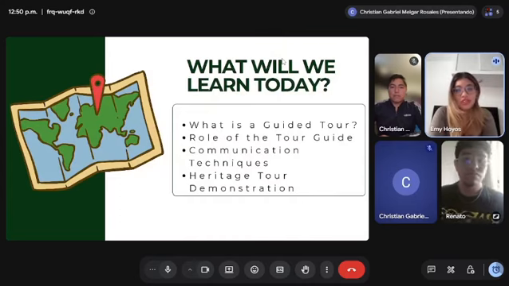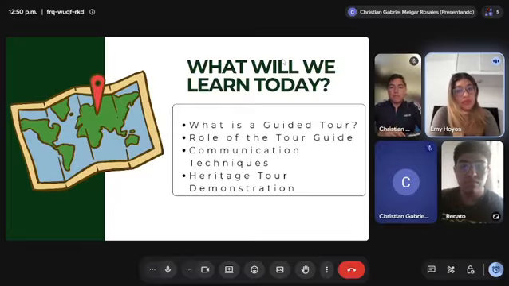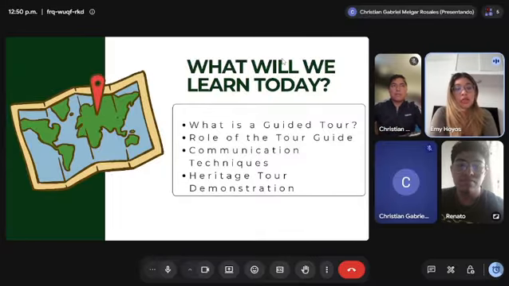During this presentation, we will first explain the concept of a guided tour. Then we will describe the responsibilities of a professional tour guide, followed by the communication techniques used during guided visits. And finally, we will demonstrate these concepts through a simulated tour of the Santa Rosa de Ocopa convent.